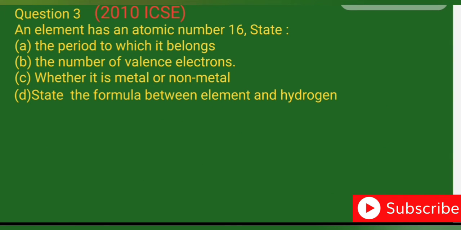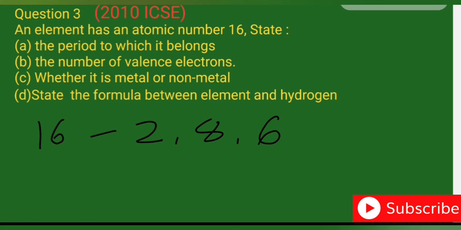The question is from 2010 ICSE. An element has an atomic number 16. State the period to which it belongs, the number of valence electrons, whether it is metal or non-metal. And the last bit is, state the formula between the element and hydrogen. So atomic number 16. Okay. Let us write the electronic configuration. Electronic configuration is 2, 8 and 6.